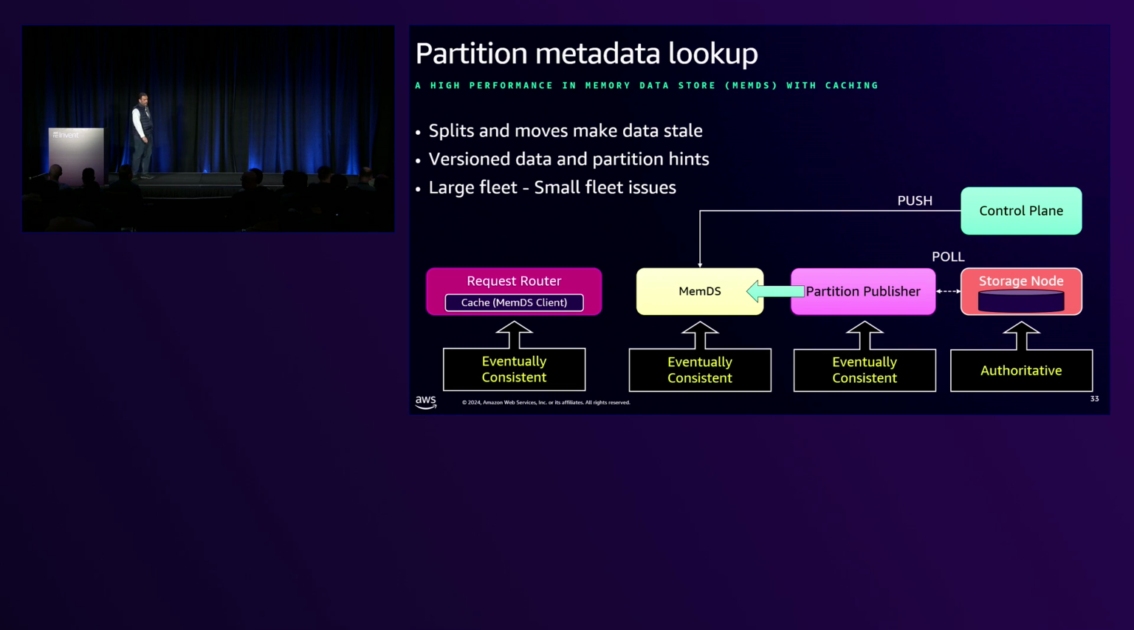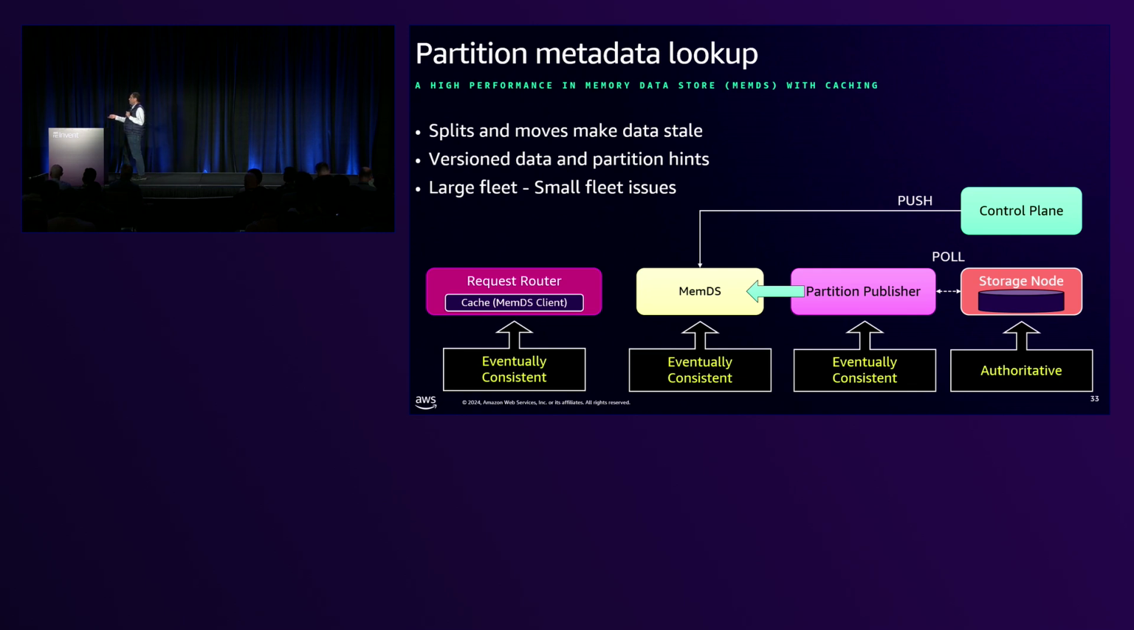You've got a control plane. When you create a table, it pushes data to MemDS, because when you create a table, the very first thing which comes after, which might be before the partition publisher goes and does anything, is to write to the table. So MemDS needs to know the table exists, so we do that. Beyond that, MemDS has no persistent storage.